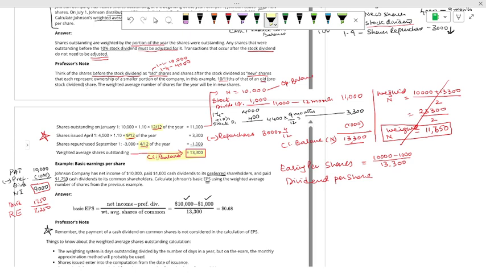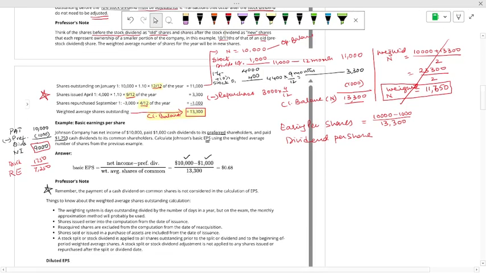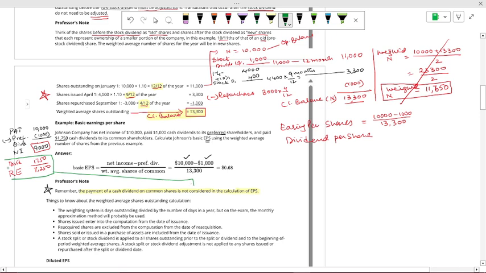Now, dividend per share. We will come to this dividend per share. Right now, keep it on hold. What it says, we go by this statement: the payment of cash dividends on common shares is not considered with respect to EPS. This is what we have done. We have not considered it.